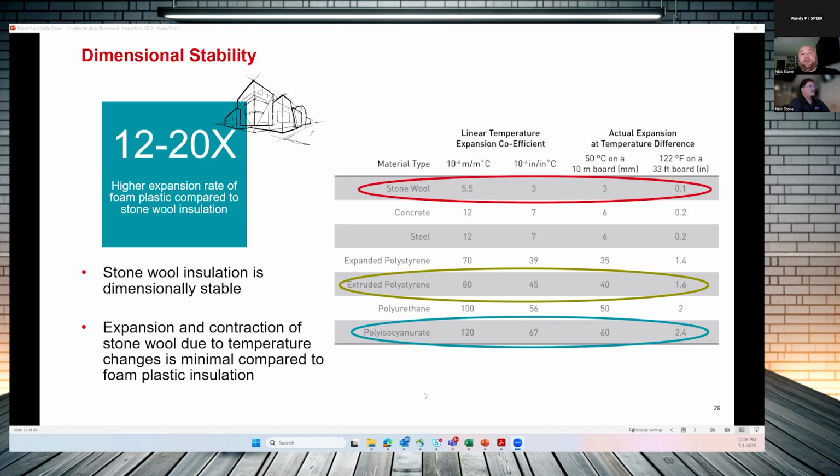When you start to look at your foams of the world, your extruded polystyrene can move up to 1.6 inches. Your polystyrene can move up to 2.4 inches. So you can get a lot more expansion and contraction.